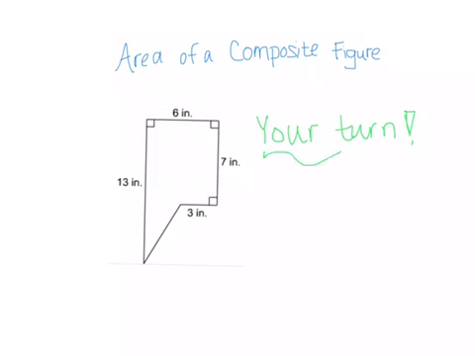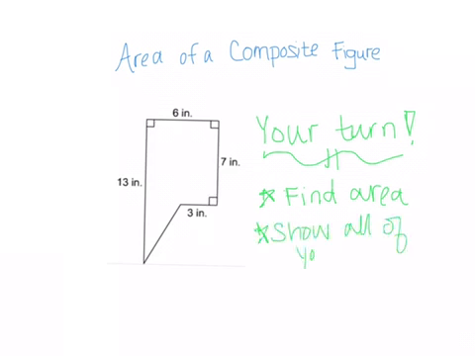It's your turn now. Here's a shape, a composite figure. I want you to figure out what the area is. So, on another sheet of paper, you need to find the area. Make sure that you show all of your work. Even if you can do it in your head, I want to see work written down on paper. Then when you've completed that, show me your work for your next steps. Good luck!